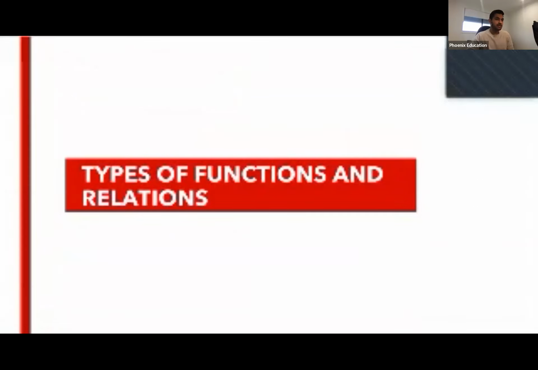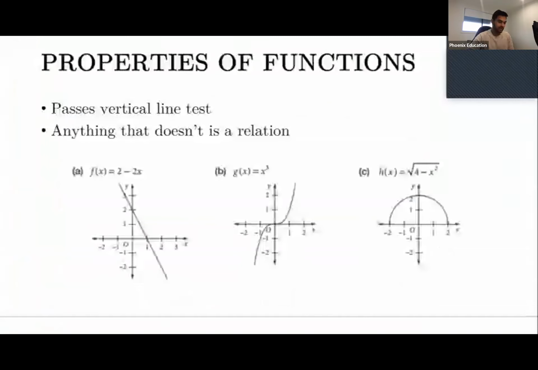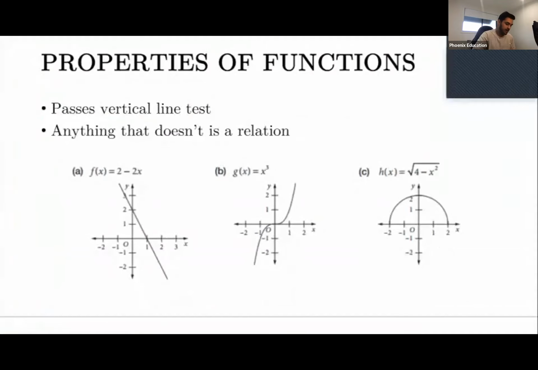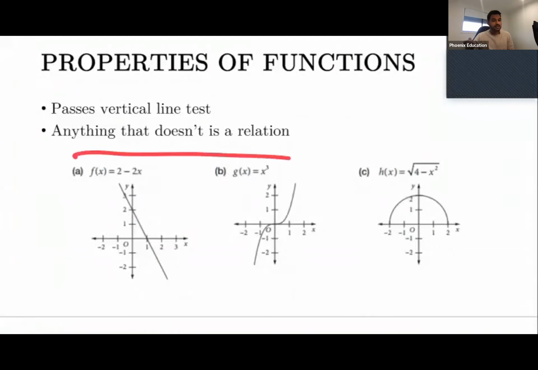So we'll start off by looking at types of functions and relations. This would have been one of the very first things that you did in Advanced. Now, a function, if you remember, is anything that passes the vertical line test. So if you run a vertical line through your graph and it only cuts the graph at one point, it means it's a function. That means it passes the vertical line test. Anything that doesn't is a relation.